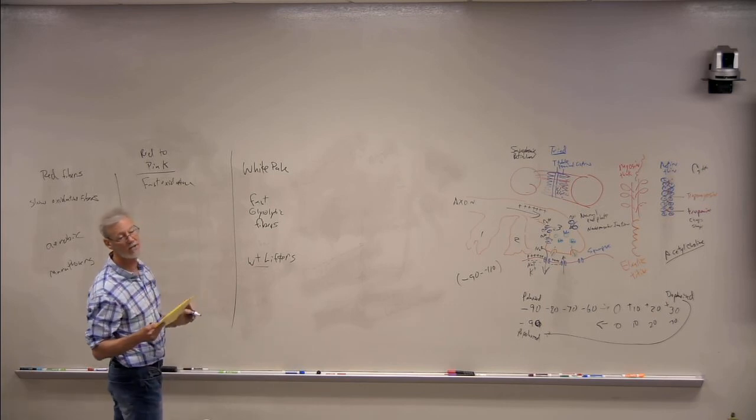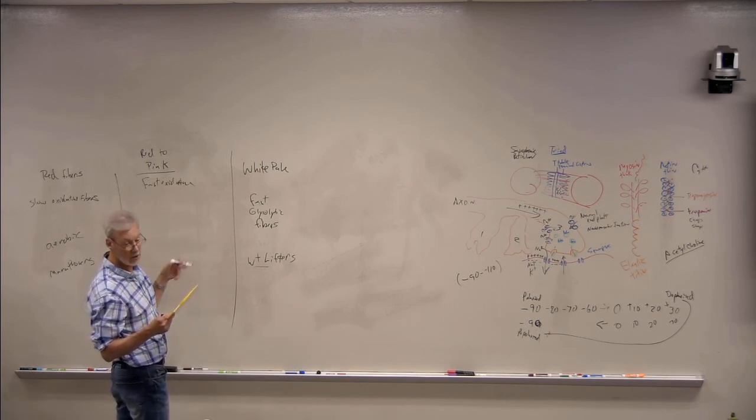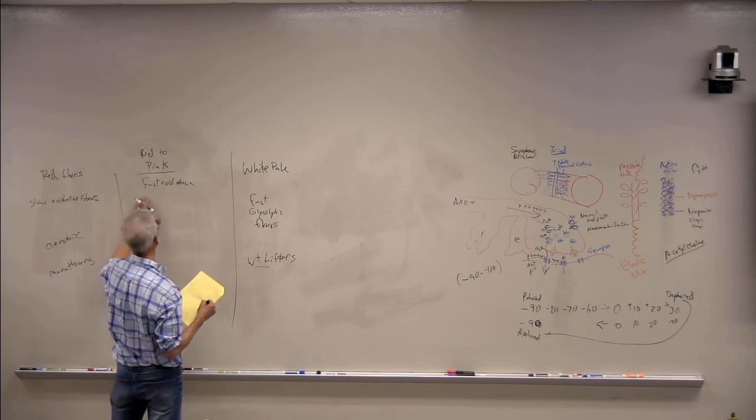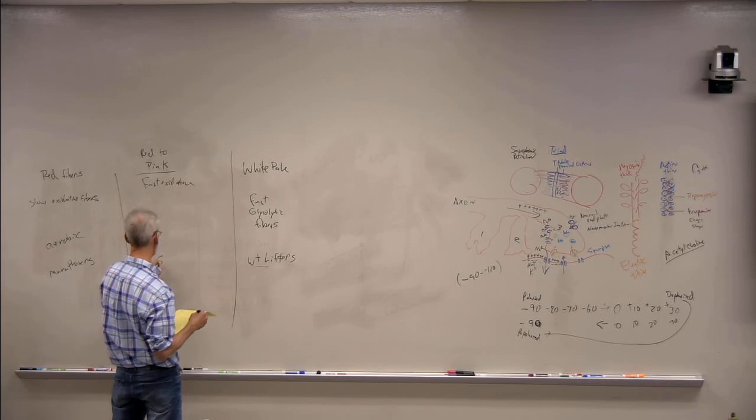The color has to do with myoglobin. Have you heard of hemoglobin, right? In your blood, it carries the oxygen. Guess what? Myoglobin is in your muscles. But anyway, okay, these are the sprinters.